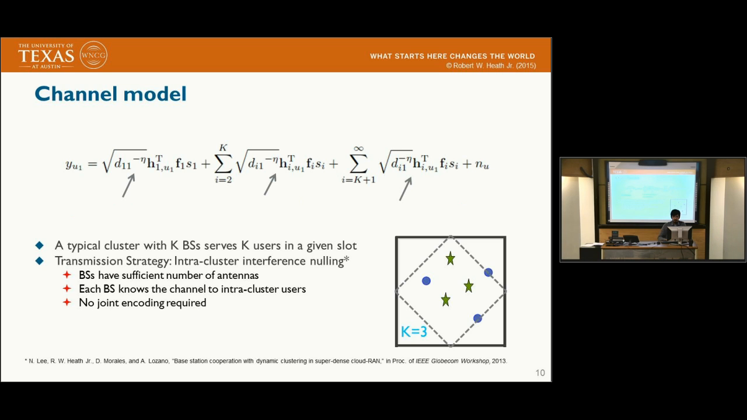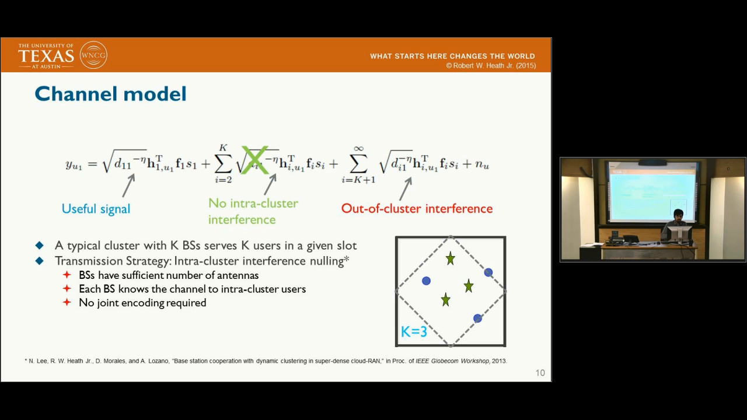We assume that the base stations within a cooperating cluster use intra-cluster interference nulling to serve the users within the cluster. That is to say, each base station pre-cancels its interference to other users belonging to the same cluster while serving its own target user within the cluster. Here we have assumed that each base station has a sufficient number of antennas to perform intra-cluster interference nulling, and it also knows the channel to the users within the cluster. However, this transmission strategy does not require joint encoding between the transmitters belonging to a cluster.